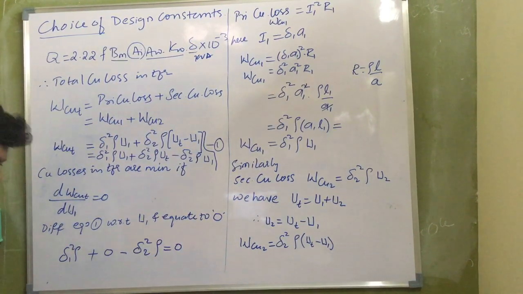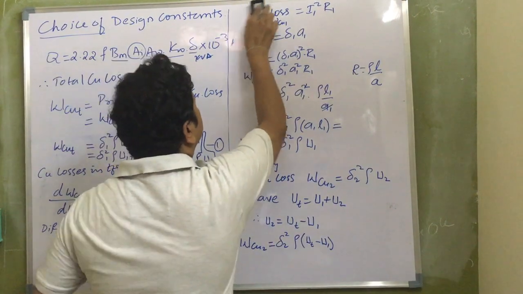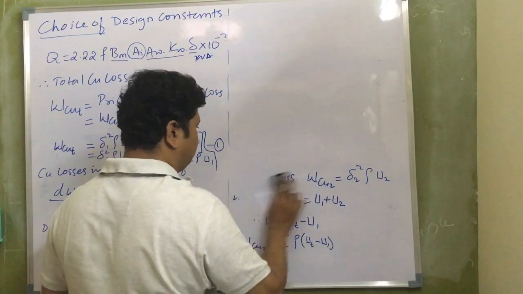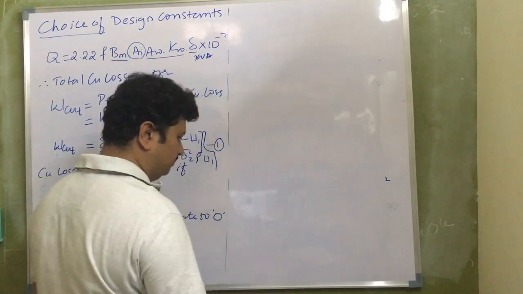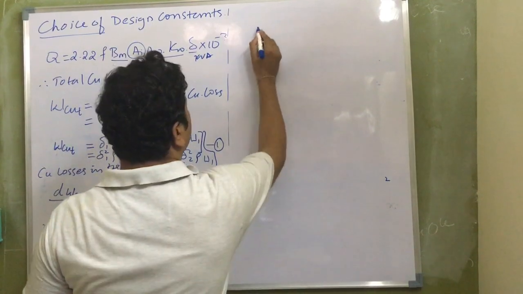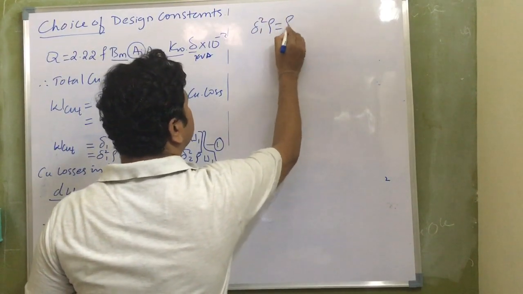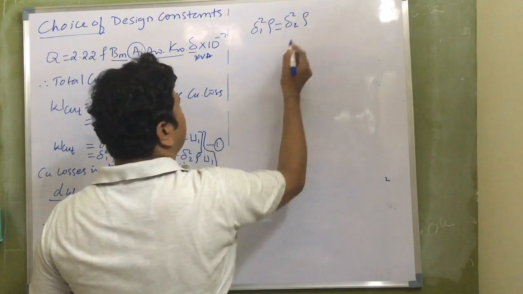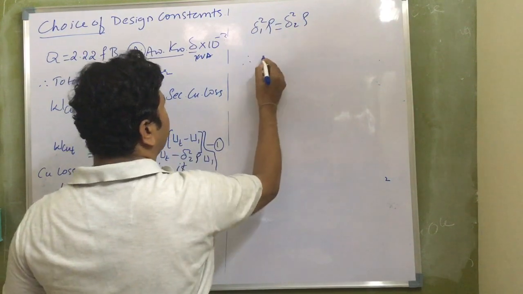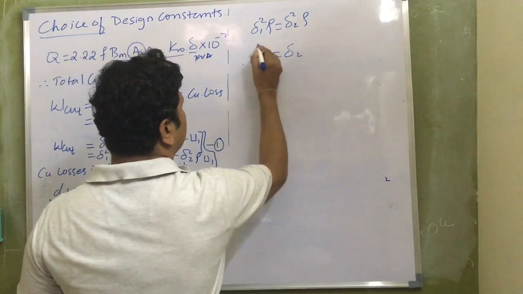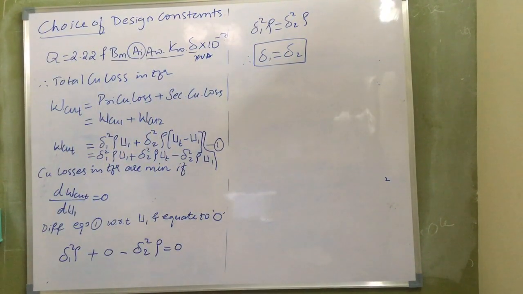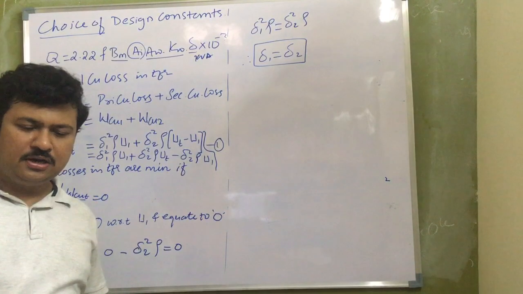Therefore, I will write it here: delta 1 square rho is equal to delta 2 square rho. Rho will cancel, therefore delta 1 is equal to delta 2. So the condition for keeping the minimum copper losses in the transformer is to keep the current densities in both primary and secondary equal.